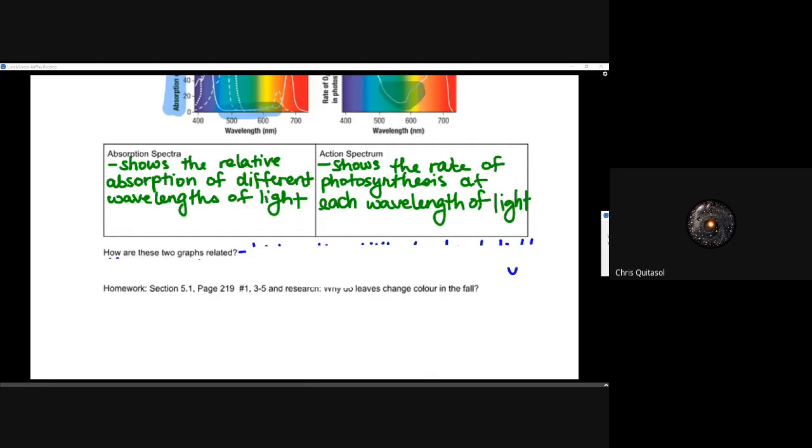So how are these two graphs related? What makes these two graphs related to each other? Well, the higher the ability to absorb the light, the more photosynthetic reactions will happen at that wavelength.